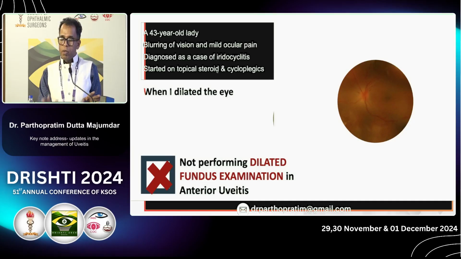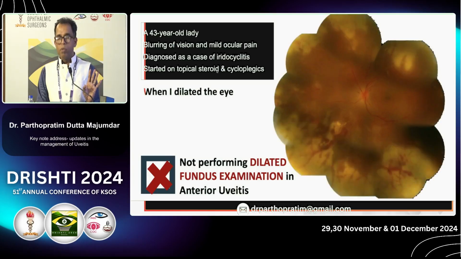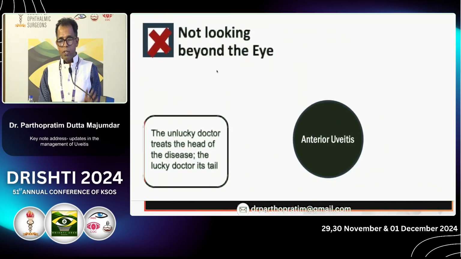But this is the patient, you can see the view. If you are doing a 90D examination, it will look like this. But if you just do the peripheral examination, you can see that this was a case of acute retinal necrosis. So dilated fundus examination is a must.